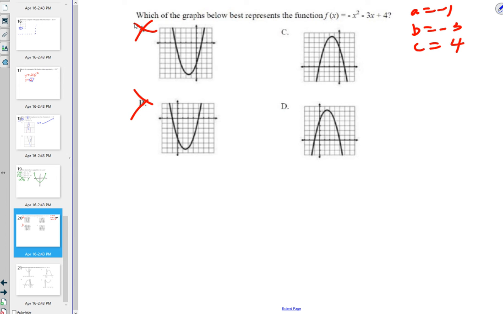You know what? Let's do it by vertex instead, because I don't really feel like factoring with that negative in front there. It could be done. I'd rather not do it. Let's just look for h. Negative b, so it would be then positive 3 over 2 times a, which is negative 1.5. Which one of these has a vertex on the negative side of x?